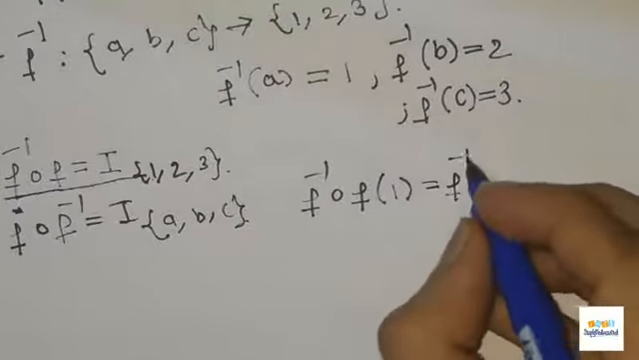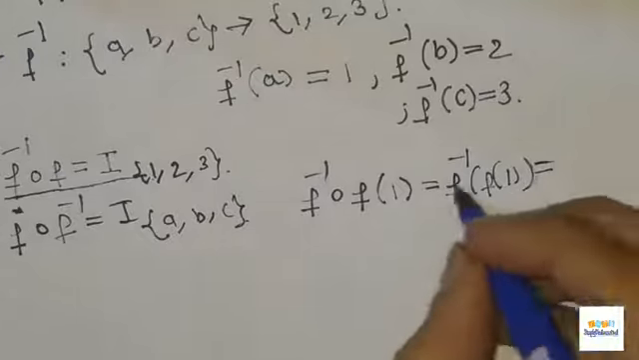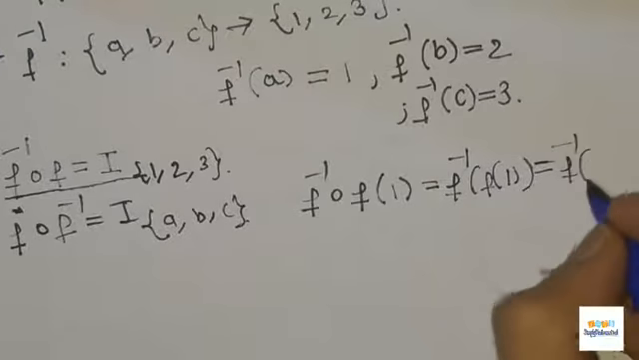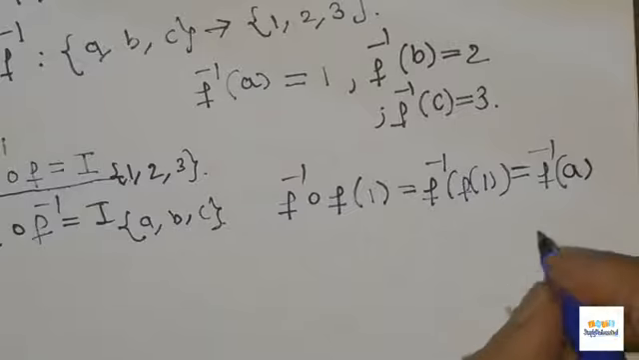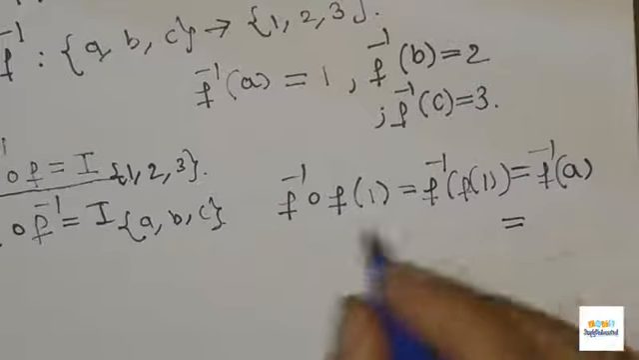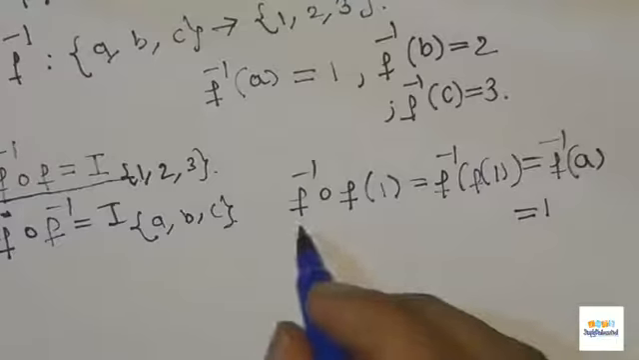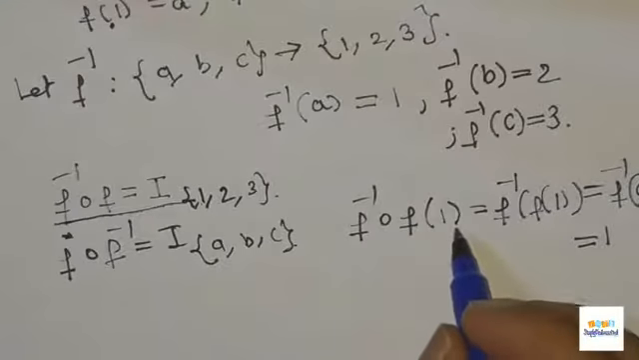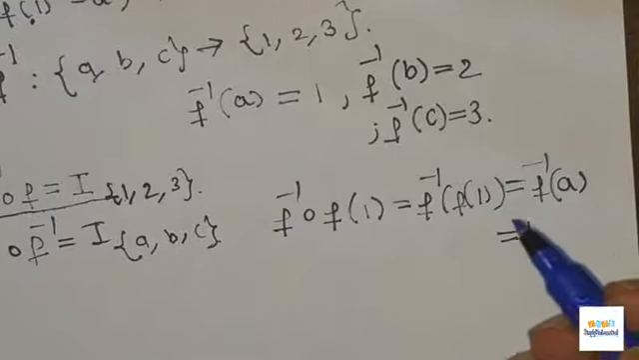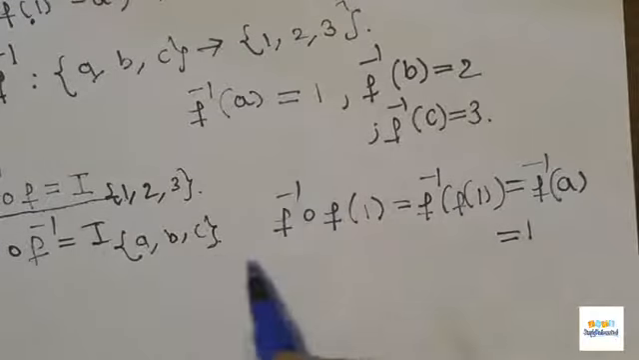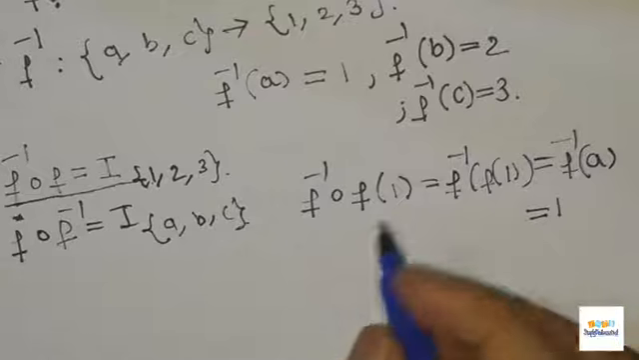So this will be equal to F inverse of F of 1, right? That means F of 1 by definition is A. So F inverse of A by definition is 1. So what we have got? We have got F inverse composition F of 1 equal to 1. And that is what we want to get, because this should be equal to the identity function. Identity function takes x to x.